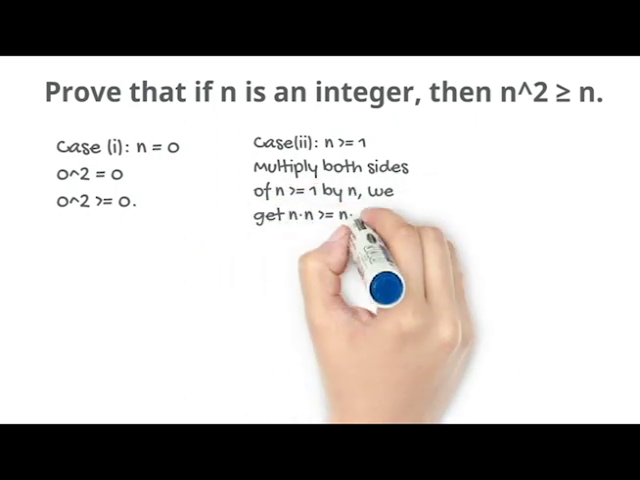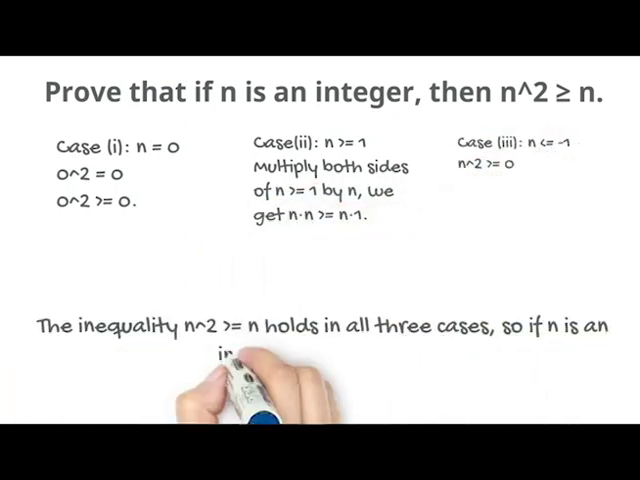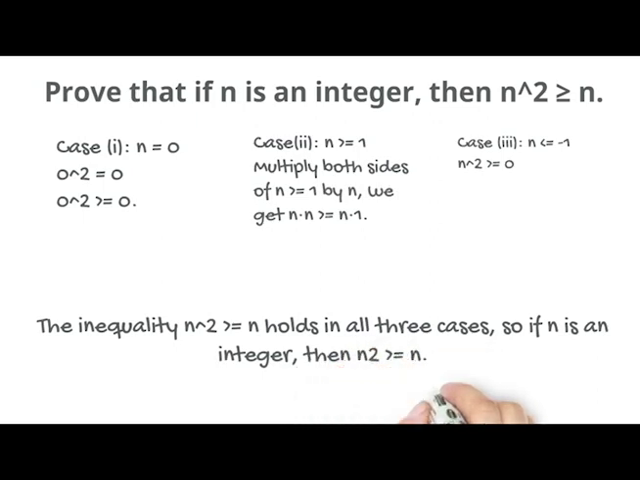Case 1 is n is equal to 0. Case 2 is n is greater than or equal to 1. And case 3 is n is less than or equal to negative 1. In case 1, n is equal to 0, and 0 is equal to 0. In case 2, n is greater than or equal to 1. And when we multiply both sides of n is greater than or equal to 1 by n, we get n times n is greater than or equal to n times 1. So n squared is greater than or equal to n, so that's true.